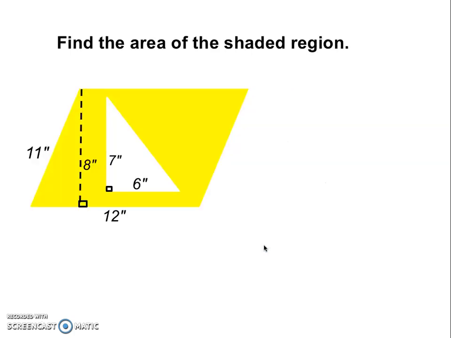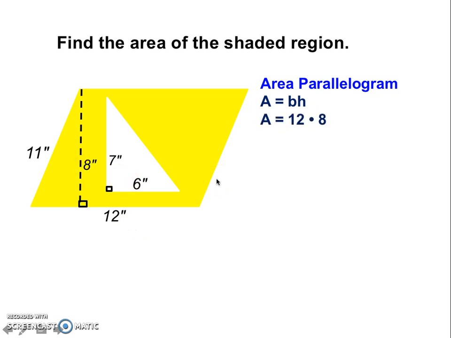Let's look at another one. Here I've got a parallelogram with a triangle inside of it. I have to remember my formulas. The parallelogram formula is just like a rectangle. My formula is area equals base times height. So I've got 12 and my height is 8. 12 times 8 gives me 96 inches squared. So that's the whole parallelogram.